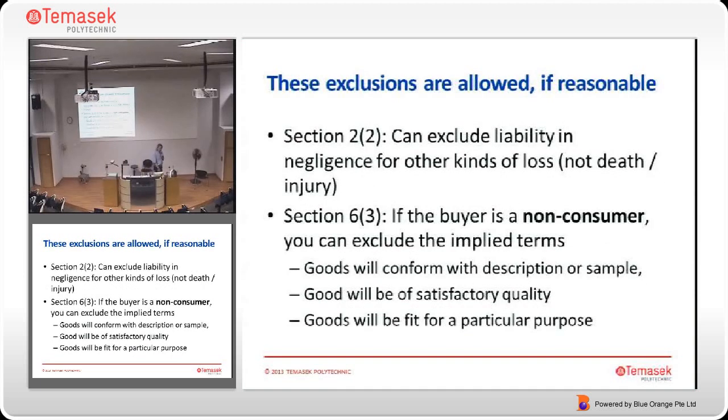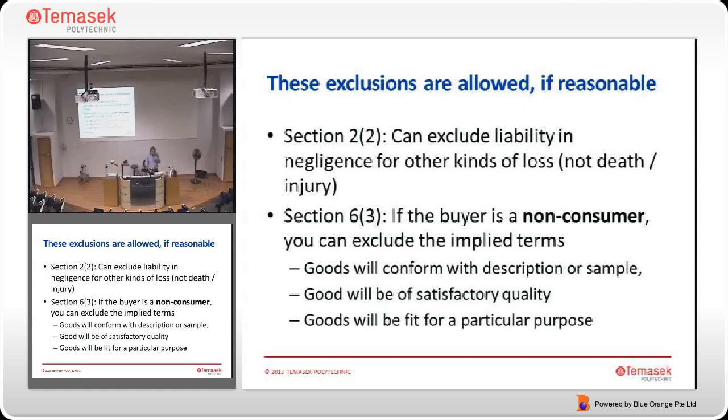Alright, but these exclusions are allowed. There are some that are allowed, if reasonable. For example, Section 2(2), you can exclude liability in negligence for other kinds of loss, other kinds of loss that are not death or injury. That means property damage can, or loss of property. Loss of money, economic loss also can. But not when it involves the person. Death or injury, cannot.